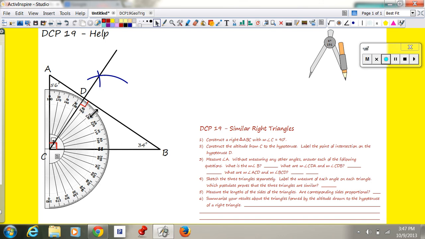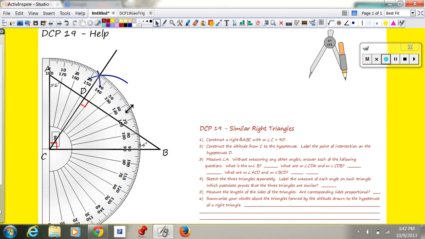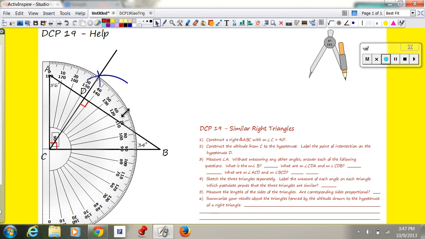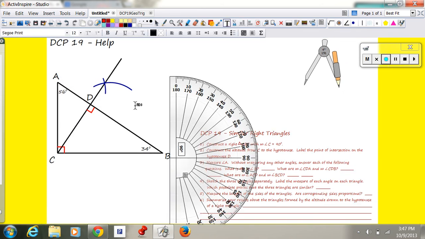30, 34, 35. Actually, it's 34. I'm going to make it bigger. You can see it's on 34 degrees. It's close to 35, but a little less. So I'm going to go with 34, which is what I need, because it should be the same as this angle B down here. So 34 degrees.